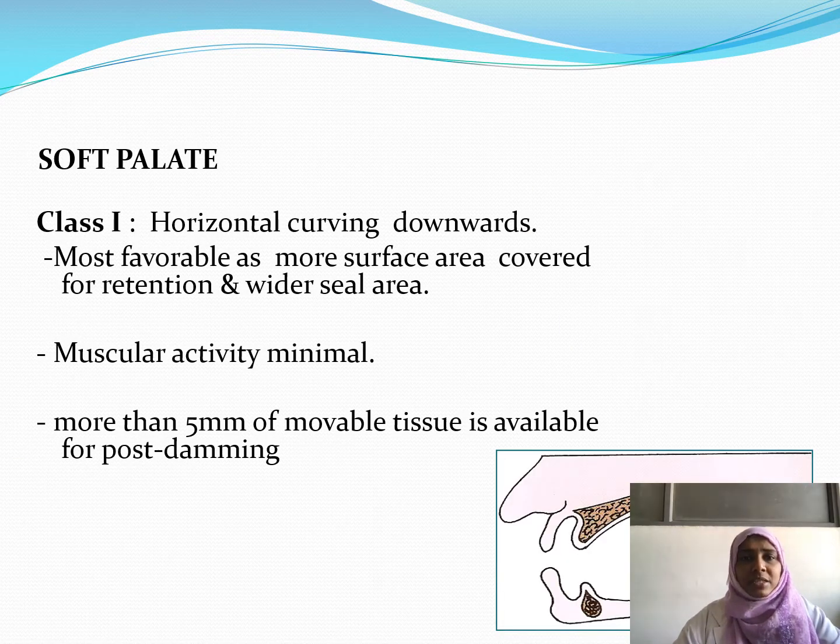Coming to the soft palate, it is divided into class 1, class 2 and class 3. Class 1 shows a horizontal curving downwards. Most favorable, and more surface area is covered for retention and a wider seal area. It has more than 5 mm of movable tissue available for post-damming.